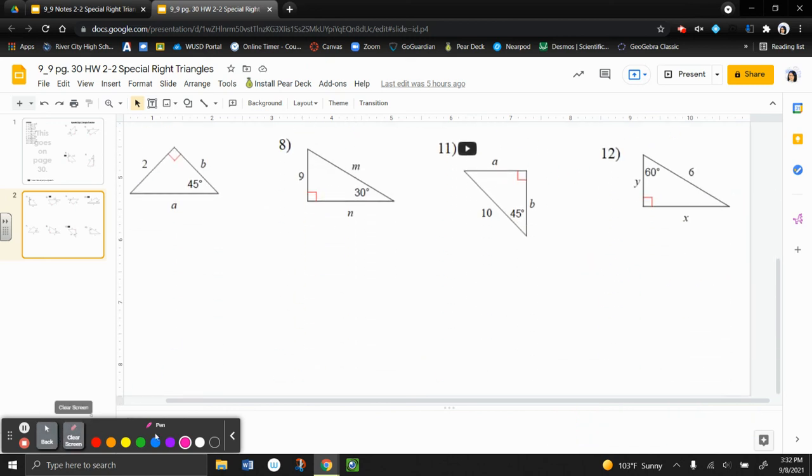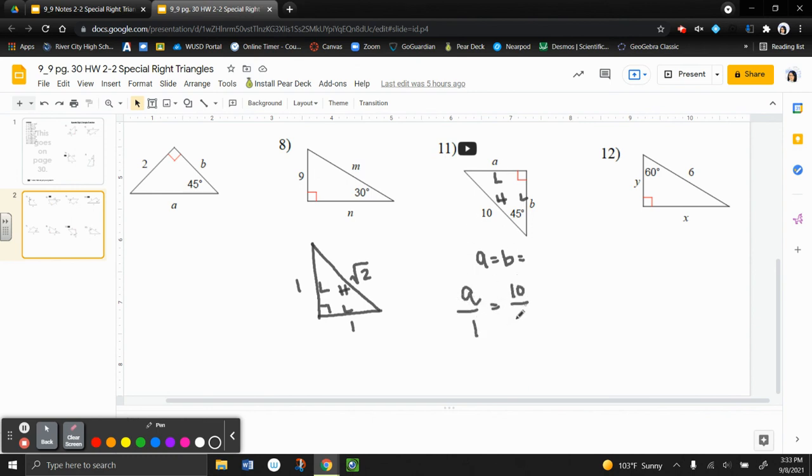All right, now with our last one, this is a 45, 45, 90. So basic 45, 45, 90: 1, 1, root 2, leg, leg, hypotenuse. And I'm going to label here leg, leg, hypotenuse. Well, we know a and b are equal, so we can just solve for one of them. So a over 1 equals 10 over the square root of 2. So leg over leg equals hypotenuse over hypotenuse.